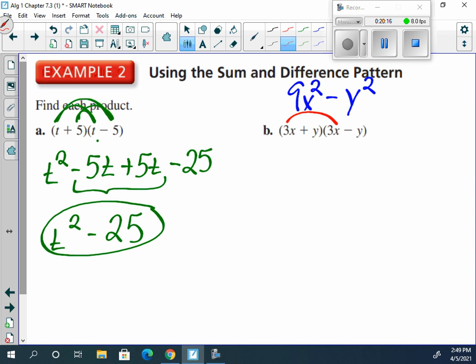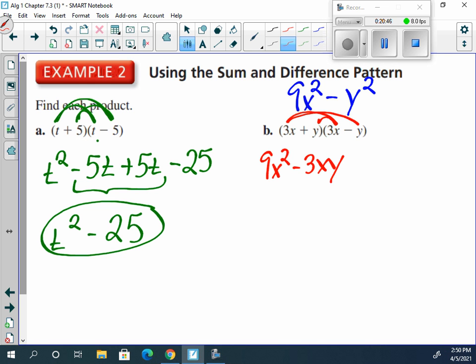3x times 3x would give us 9x squared, because 3 times 3 is 9. X times x would be x squared, yes? Then minus 3xy, because 3x times negative y, 3 times negative 1 would be negative 3, and then we have our x times y. And then plus 3xy. So are we good with this here?